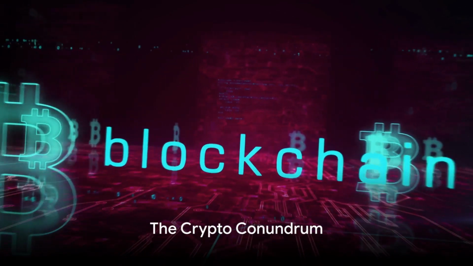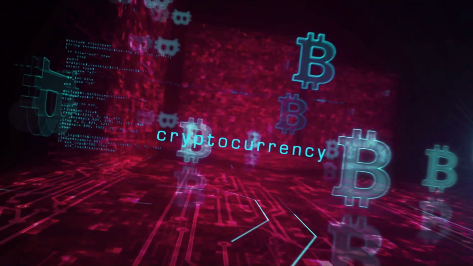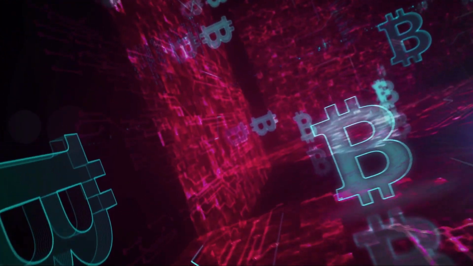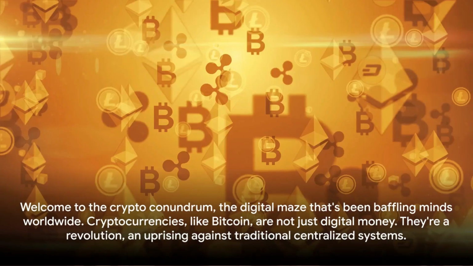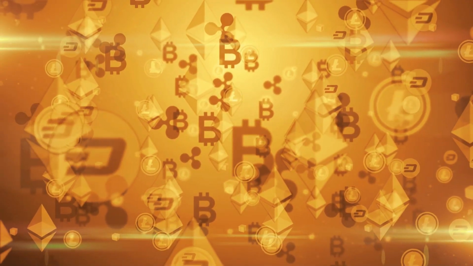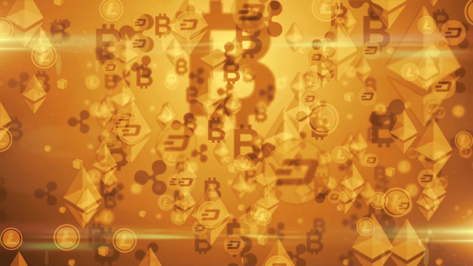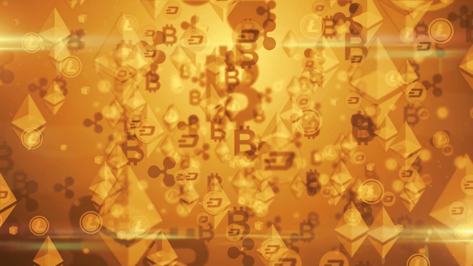Ever wondered how cryptocurrencies like Bitcoin operate without any central authority controlling them, or how they maintain trust and security in their systems? Welcome to the Crypto Conundrum, the digital maze that's been baffling minds worldwide. Cryptocurrencies like Bitcoin are not just digital money, they're a revolution, an uprising against traditional centralized systems.